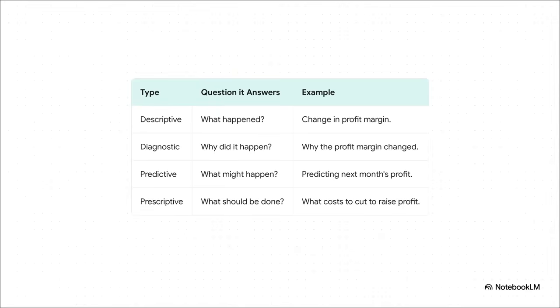Now, what's so powerful here is how these 4 types build on each other. It's kind of like climbing a ladder of insight, right? We start on the first rung with descriptive analytics, which just tells us what happened. Then we climb up to diagnostic to figure out why it happened. From there, we go to predictive analytics to forecast what might happen in the future. And at the very top, we have prescriptive analytics, which tells us what we should do about it. See? Each step adds more and more value.